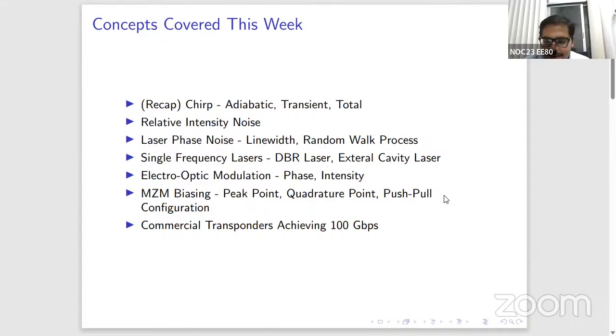So this week we continued our discussion on lasers. Towards the end of last week, we started discussing chirp. The first video of this week was about the limitations of direct modulation, and we also ended the discussion on chirp. Then we discussed the random noise present in lasers, namely amplitude noise, which is relative intensity noise, and phase noise. While characterizing phase noise, we talked about the concept of line width and how phase noise is a random walk process, and how it varies with time.